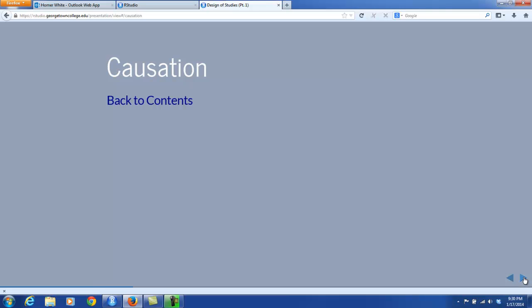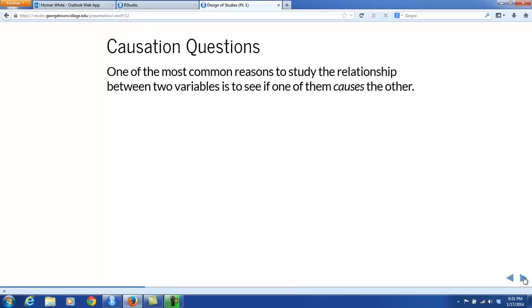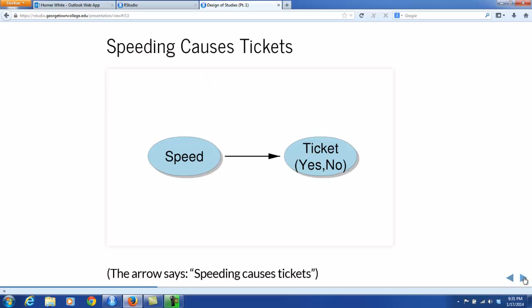Now, I did mention that one of the reasons that we like to study the relationship between 2 variables is because quite often we're interested in the causal question. We're interested in whether one variable causes the values of the other. So we want to pull back and examine the issue of causation in a little bit more detail, and then we'll begin to wonder whether causation can be reliably inferred just on the basis of observational studies. So, thinking about questions where you're wondering if one variable causes the other, here's one where we're pretty sure of the answer. I think most of us would think that speeding causes tickets.